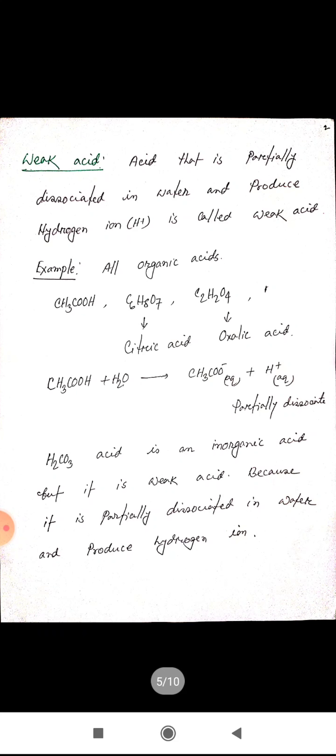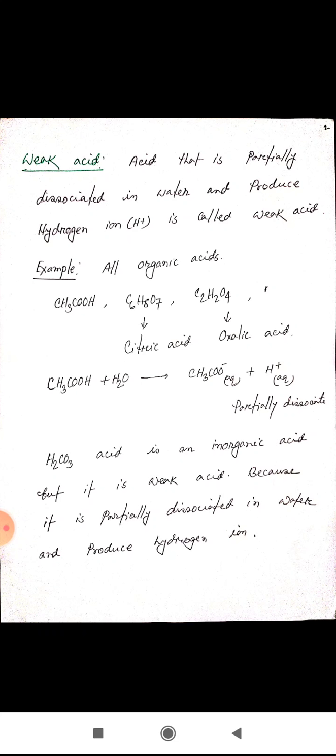So what is weak acid? Acid that is partially dissociated in water and produces hydrogen ion is called weak acid. We know any substance that dissociates in water and forms hydrogen ion is called acid. But if it is partially dissociated or incompletely dissociated, then we can say that it will be a weak acid. So weak acid cannot be completely dissociated. That's why the percentage of hydrogen ion in the aqueous solution will be low. That's how we can say it will be a weak acid.